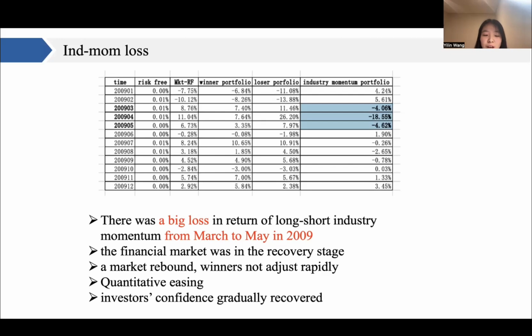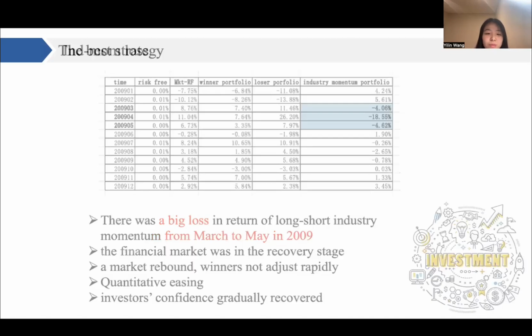In the beginning of 2009, the U.S. bailout actions such as quantitative easing improved the investors' confidence. So, during that period, the portfolio had a higher return with a higher risk. More investors performed to get more return, so they would short more.